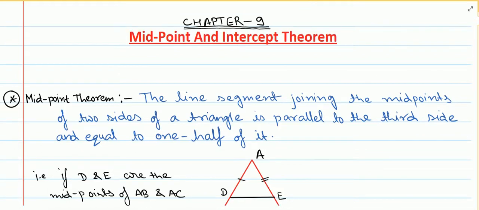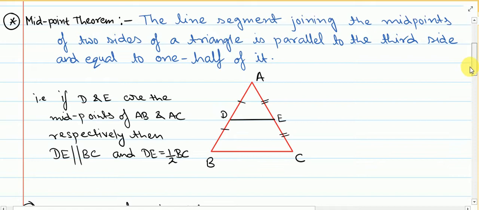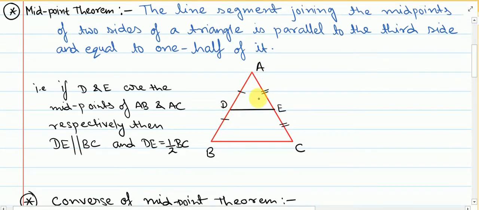Okay, so the midpoint theorem says the line segment joining the midpoints of two sides of a triangle is parallel to the third side and equal to 1/2 of it. Okay, so try to understand through this figure. So here what it is trying to say is, if you have a triangle ABC, and let's say midpoint of AB is here.